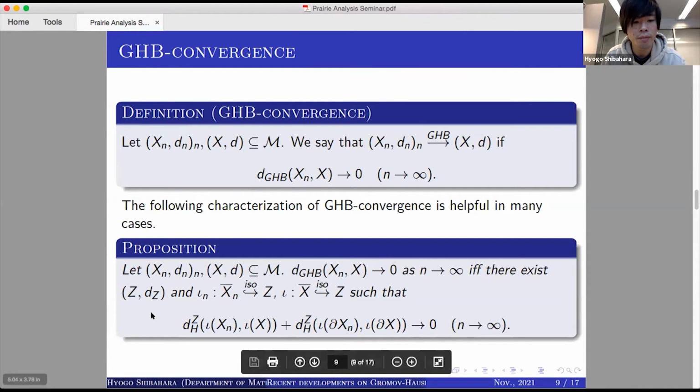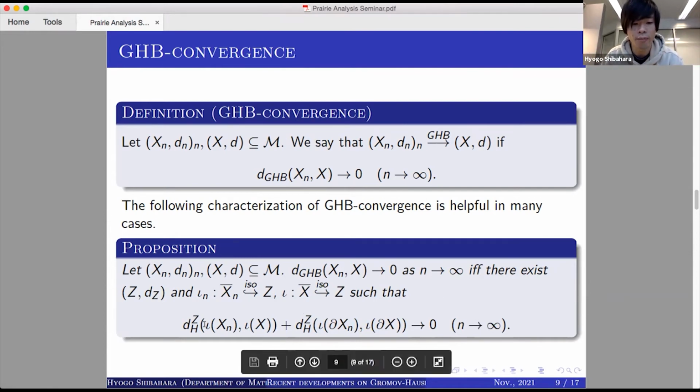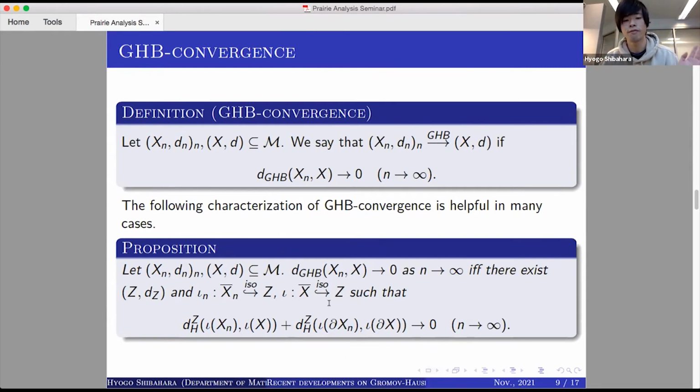So in many cases, it's very convenient to have this proposition, which says that if you have a convergent sequence, then you can embed all of these spaces into a common metric space, and then Hausdorff convergence with boundary occurs. This is not really trivial because we can actually embed all of these into one common metric space simultaneously.